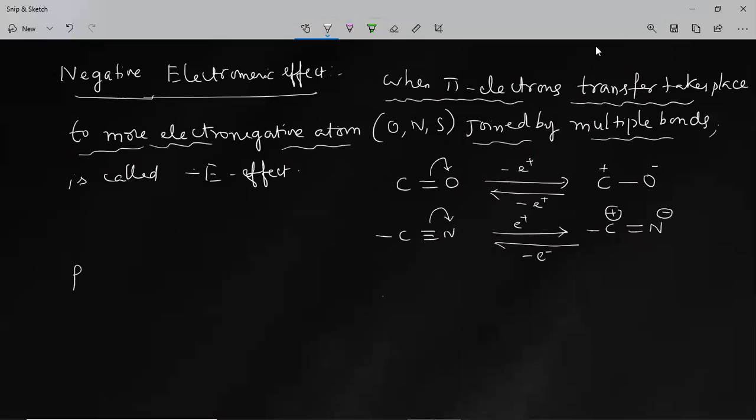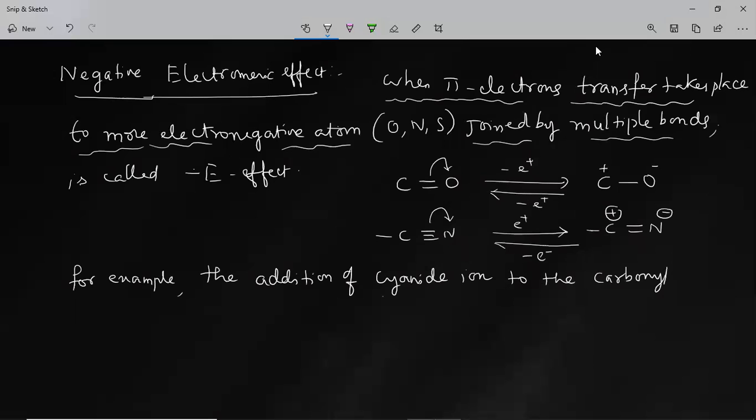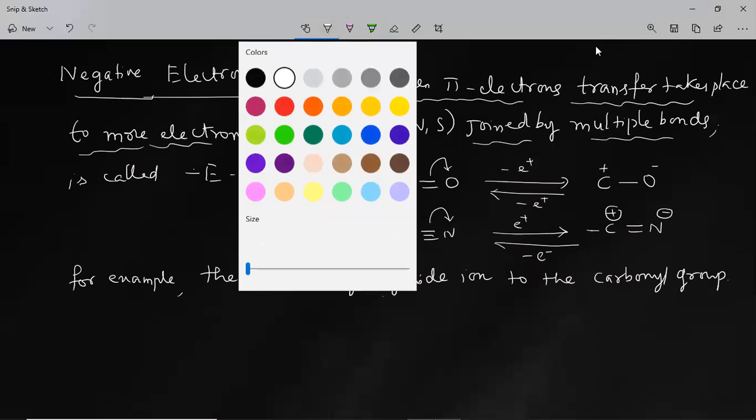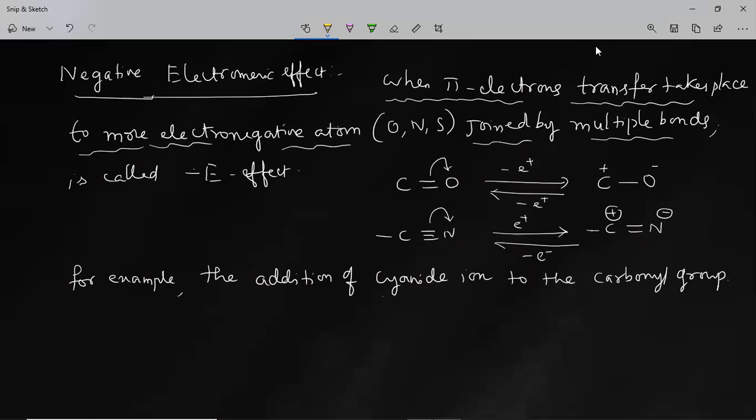This can be understood by using an example. For example, I will take the addition of cyanide ion to the carbonyl group. That is, we have a carbon-oxygen double bond in carbonyl compounds, and we are adding cyanide, CN minus.